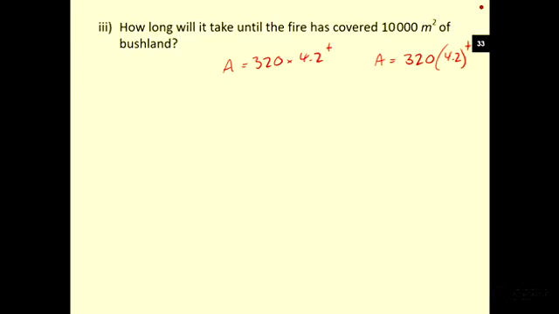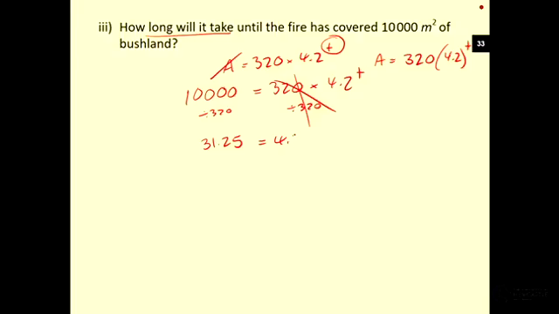But we want it to have covered 10,000 metres squared of bushland. In other words, again, how long will it take? It's asking for time for when the area is 10,000. So it's a pure substitution, and I could already see it's going to be logs. It's got to be logs if I'm trying to get an unknown that's in the power. But first things first, get rid of that 320. Don't take logs yet. Divide both sides by 320. What is 10,000 divided by 320? It's 31.25.